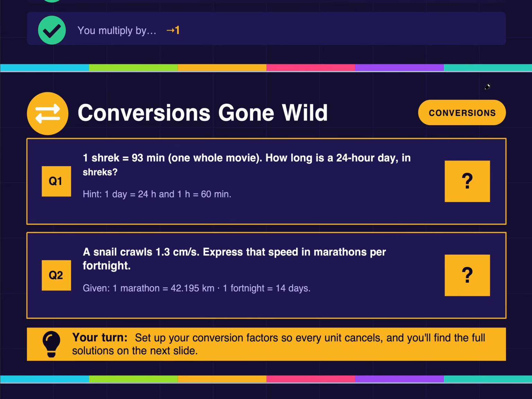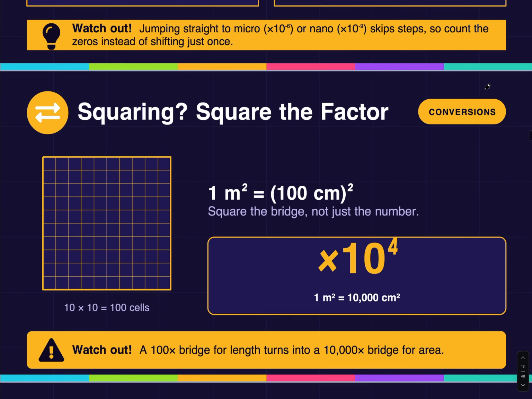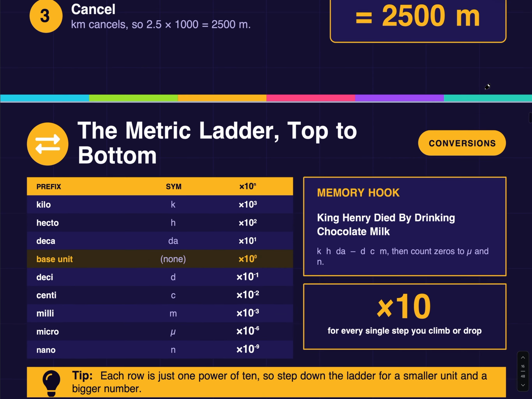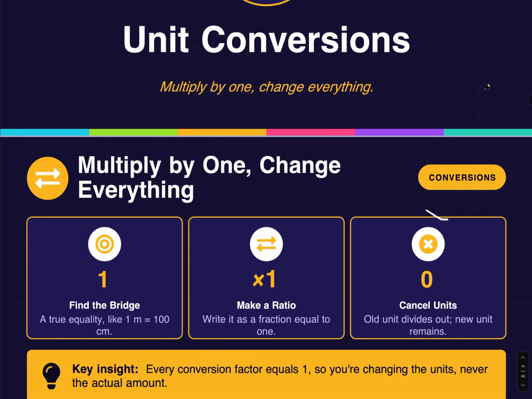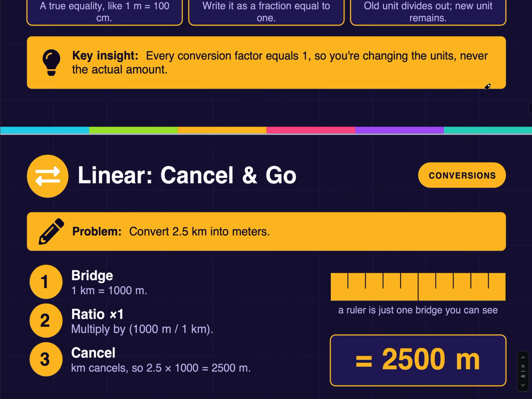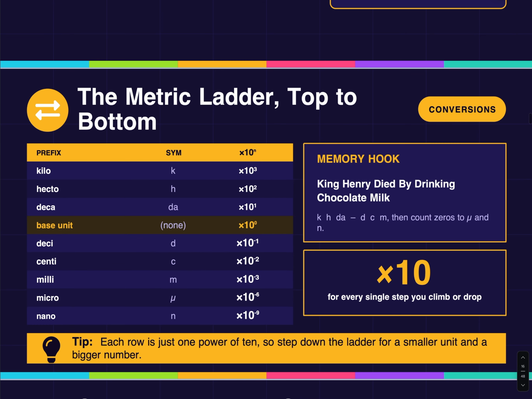To do that, you're going to need to know basic conversion first. Then you can focus on conversion gone wild. So, first, let's go over unit conversions, okay? There's something fundamental that you need to know. You need to know the metric ladder from top to bottom.